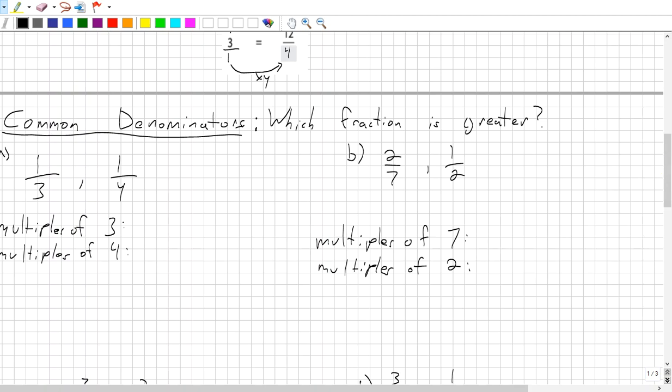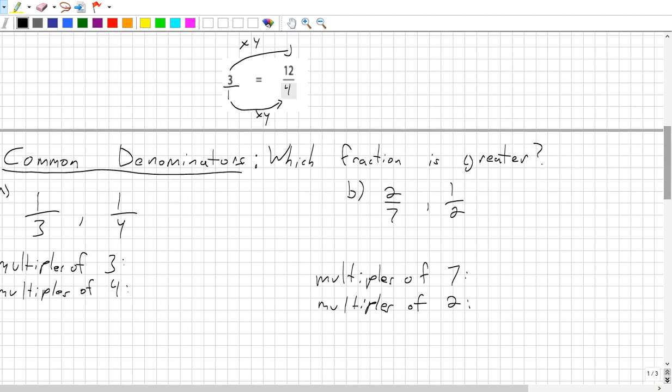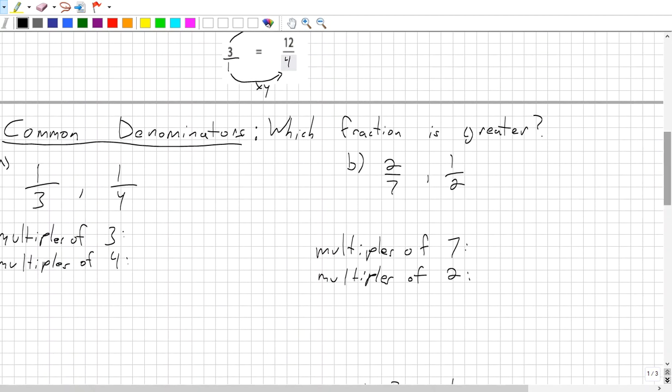Okay, now we're going to look at common denominators. We're going to look at which fraction is greater and how we can compare these things by getting the same denominator. One way to do this is to look at multiples of the denominator. The first one is part A here, where the denominator is 3. So I look at multiples of 3. I have 3, of course. The next one would be 6, the next one would be 9, the next one would be 12. I'm going to stop there.